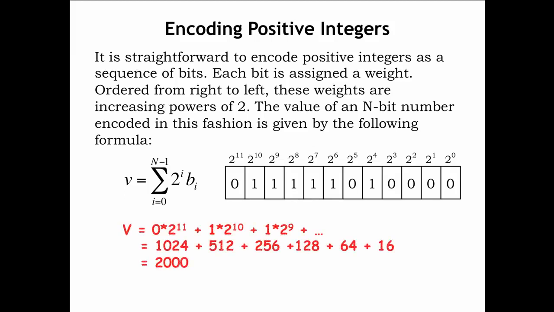For example, here's a 12-bit binary number with the weight of each binary digit shown above. We can compute its value as 0 times 2 to the 11th, plus 1 times 2 to the 10th, plus 1 times 2 to the 9th, and so on. Keeping only the non-zero terms and expanding the powers of 2 gives us the sum 1024 plus 512 plus 256 plus 128 plus 64 plus 16, which, expressed in base 10, sums to the number 2000.